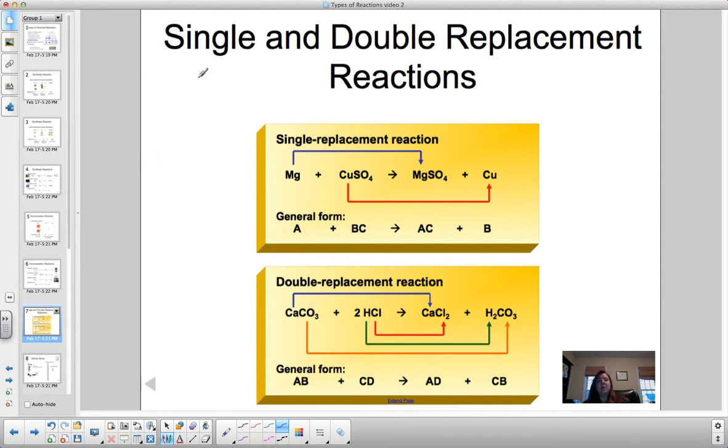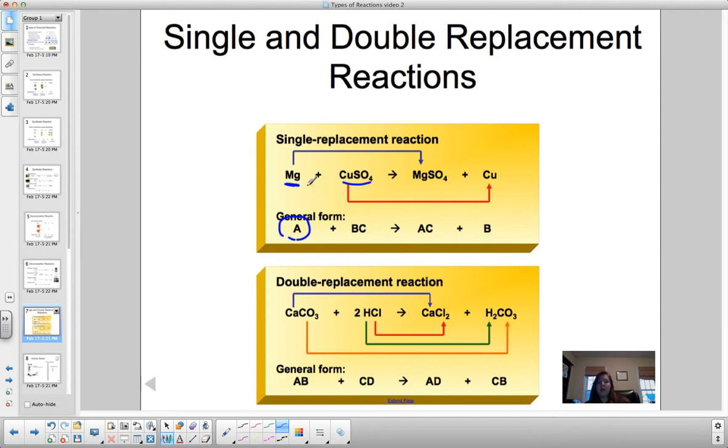Okay, the next one are single and double replacement reactions. And if you look at the single, notice how just one of them is on its own, and then you have a compound. Now, its general formula here is A plus BC yields AC plus B, but you have to determine if one's going to replace another one by looking at the activity series, which I'll show you here in a minute, okay?